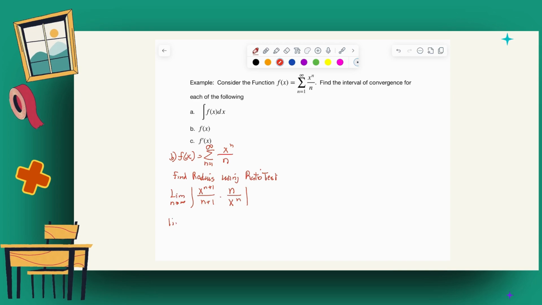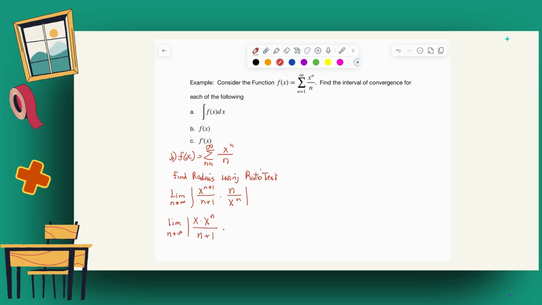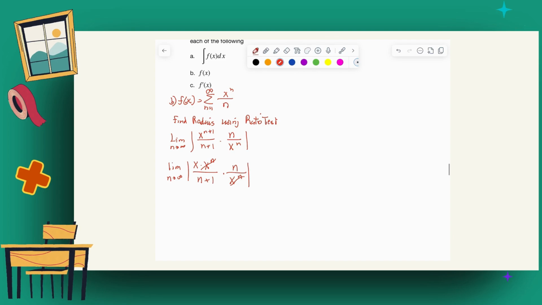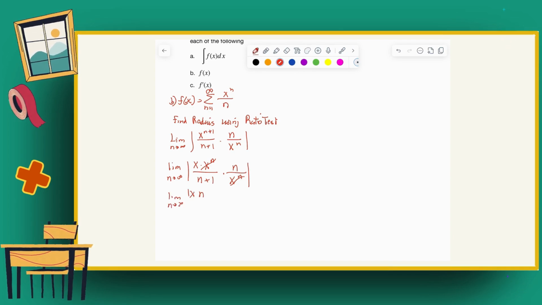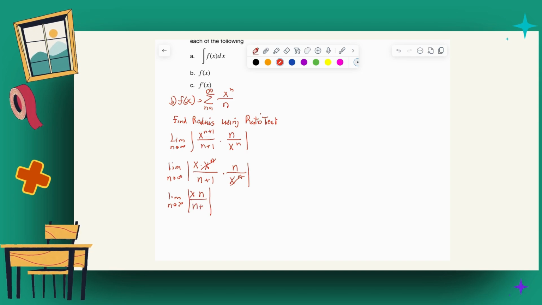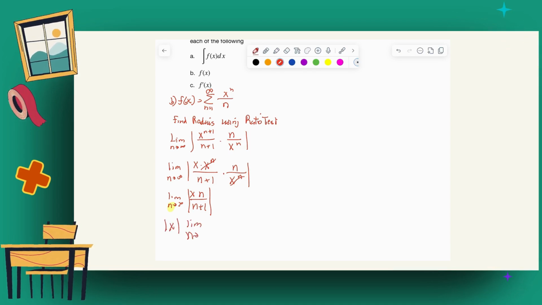Let's simplify this down. I'll rewrite x to the n plus 1 as x times x to the n. Simplify this down by canceling out the x to the n's on the numerator and the denominator. It leaves us with the limit as n goes to infinity of the absolute value of x times n divided by n plus 1. Factoring out our terms that don't involve an n from the limit, we get the absolute value of x times the limit as n goes to infinity of n over n plus 1.